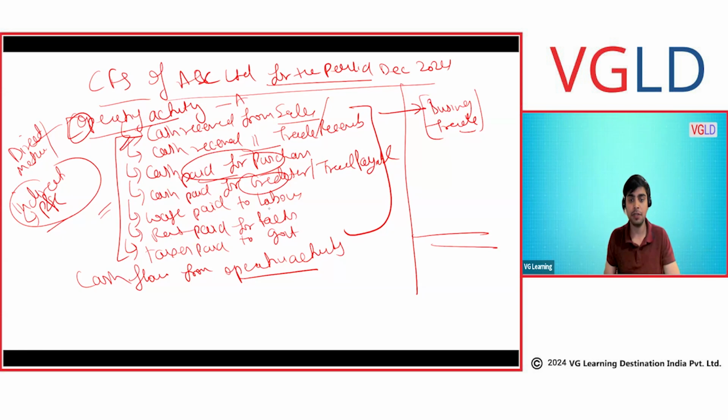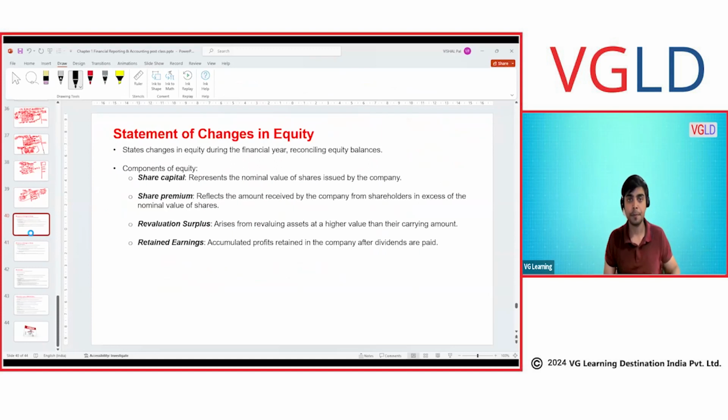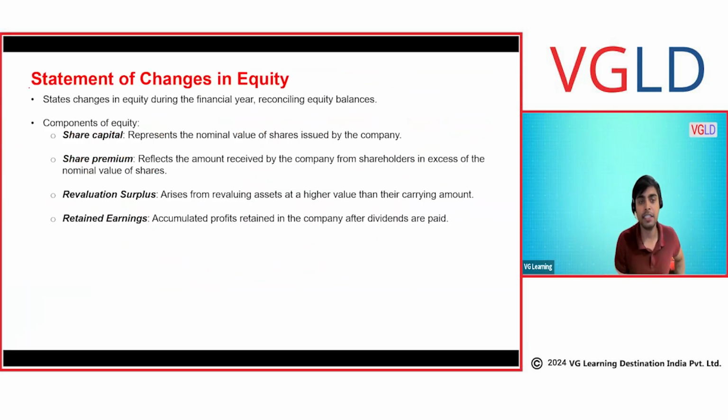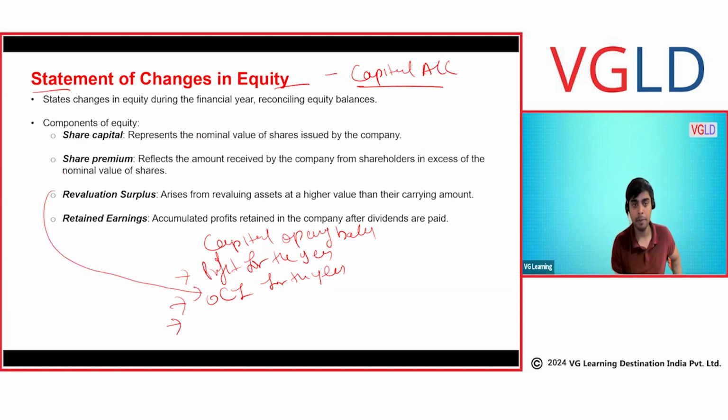Now, finally, let's go to the statement of changes in equity. Statement of changes in equity is nothing but your capital account. What does a capital account show? It shows the capital introduced, the opening balance, profit for the year, other comprehensive income for the year. Okay, this revaluation would be coming here.